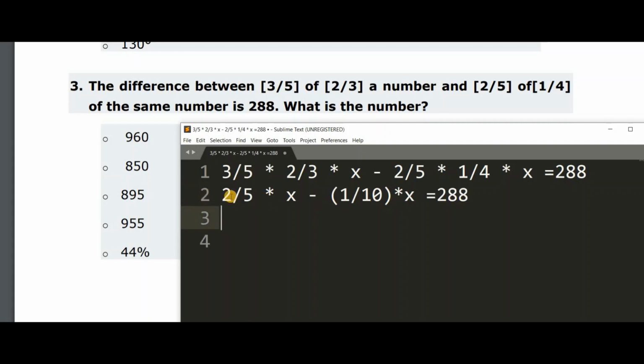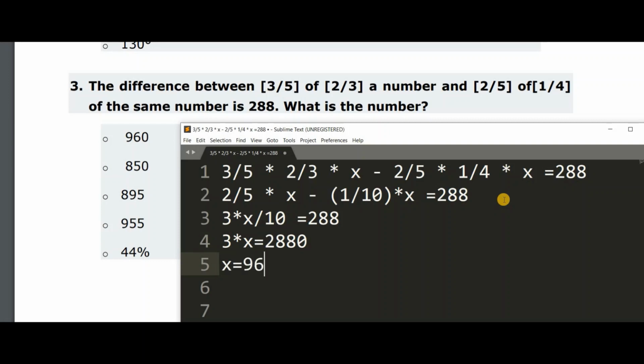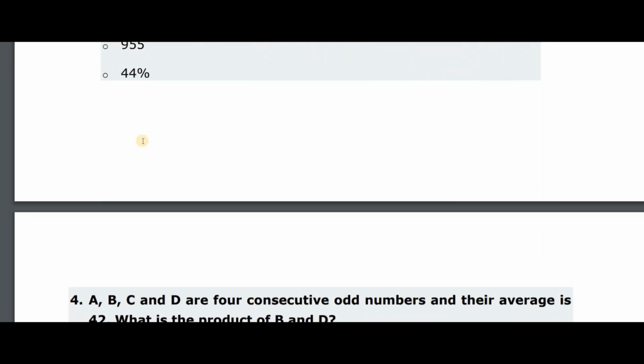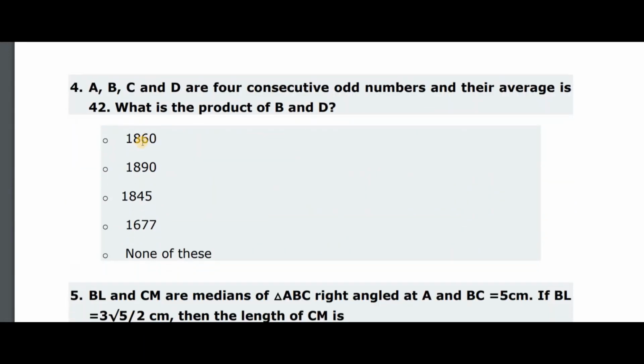So if we take the LCM of both of these fractions, we will get the LCM as 10. So the result will be 3 into x by 10 is equal to 288. If we solve this, we will get 3 into x equal to 2880. So x will be 960. So the required number is 960. So let's see the next question.